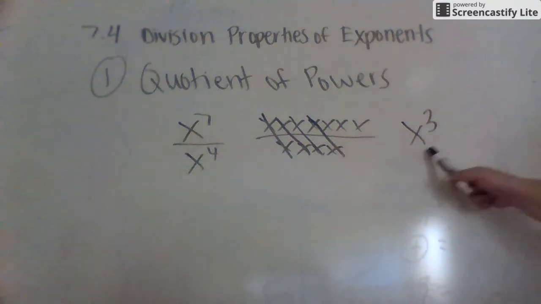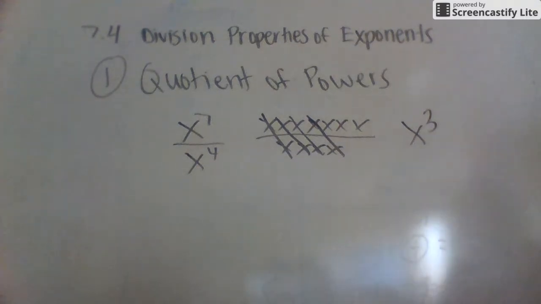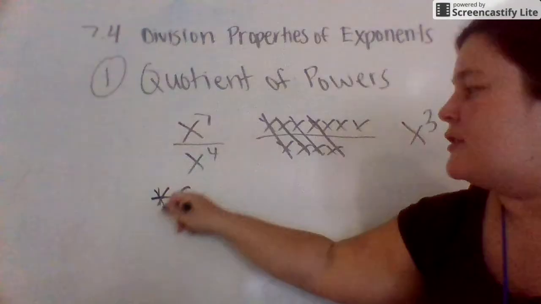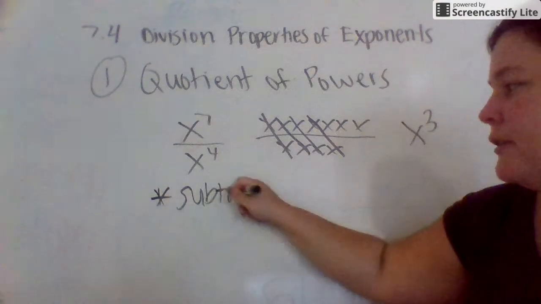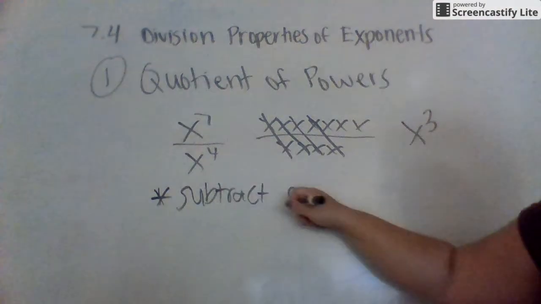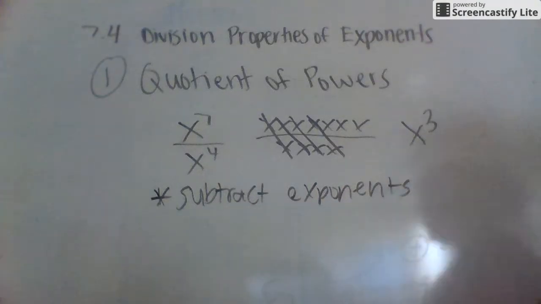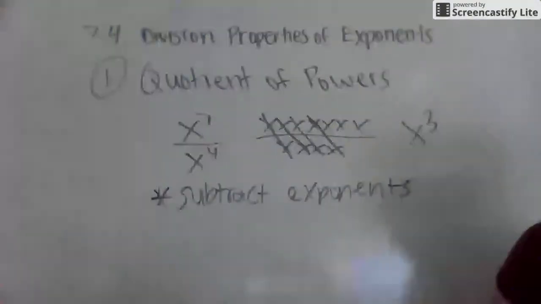So if you have x to the 3rd, we need to come up with a rule. What would the rule be for using the quotient of powers? Your answer should be subtract the exponents. All right, let's do some examples.